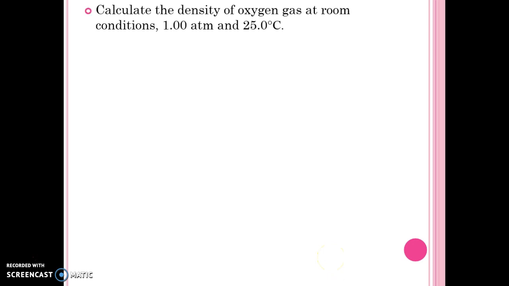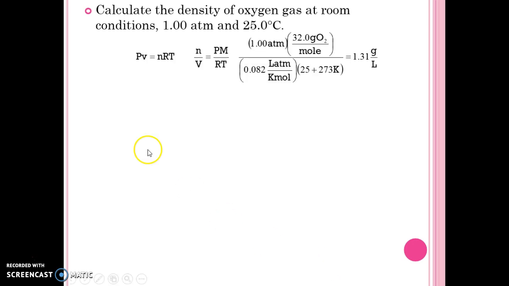So the first question deals with density. We've got room conditions of 1 atm and 25 degrees Celsius. What's the density going to be? Well, the equation that we want to use is not PV equals nRT. We want to manipulate it a little bit, get the molar mass in there, and express it so that we've got an expression of density. So plugging in the numbers the way we have it, we can solve for a density of 1.31 grams per liter.